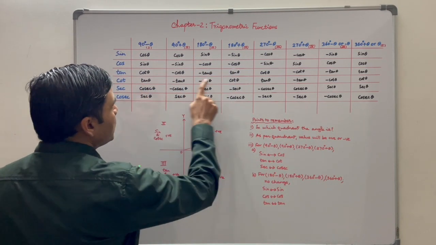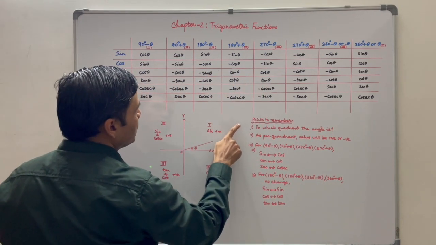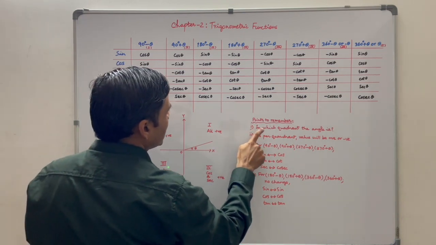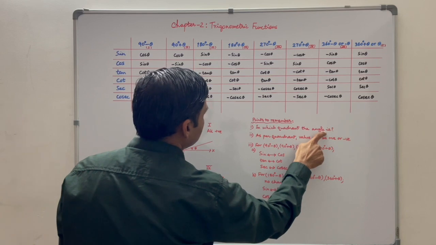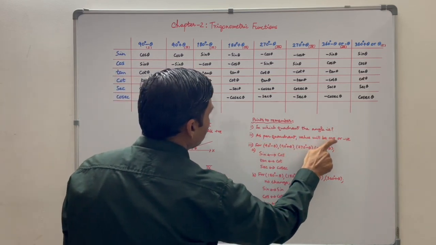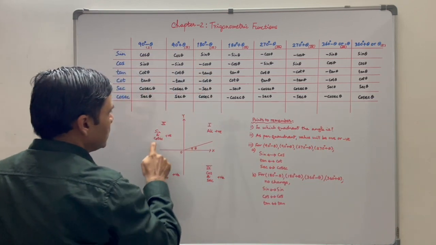There is no need to memorize this table if you can keep in mind these three important points. Point number 1. First, figure out in which quadrant the angle is. Second, as per the quadrant, value will be positive or negative as per this rule.